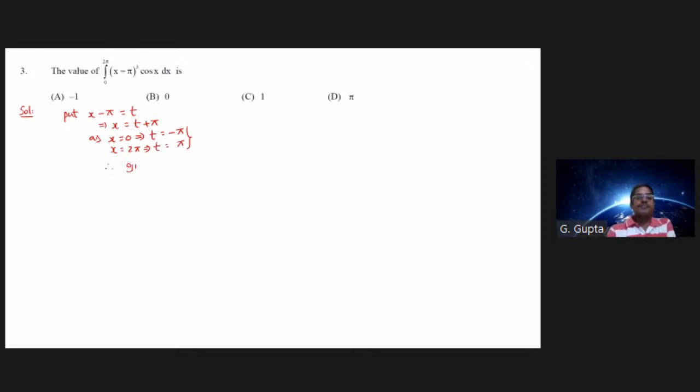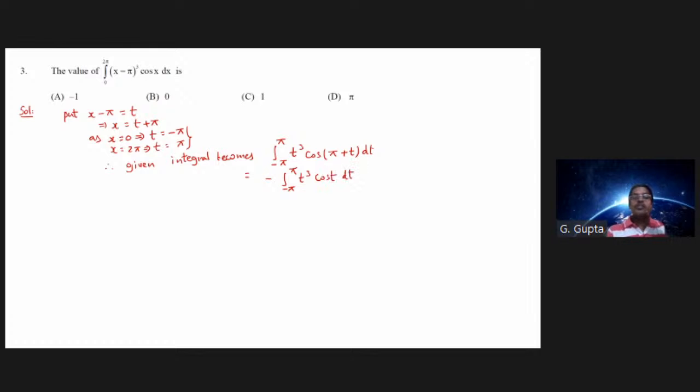Therefore, the given integral becomes integral minus pi to pi. x minus pi is t. So t cube cos of 180 plus t. That is, pi means 180 degrees. 180 plus t is in the third quadrant. In the third quadrant, cos is negative. So this simplifies to minus integral minus pi to pi t cube cos t.